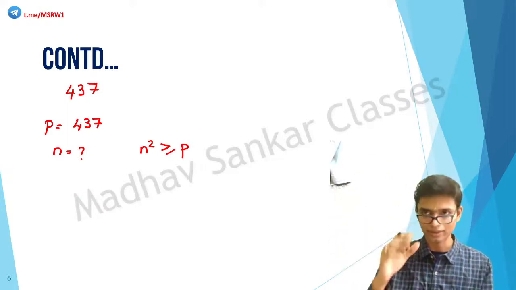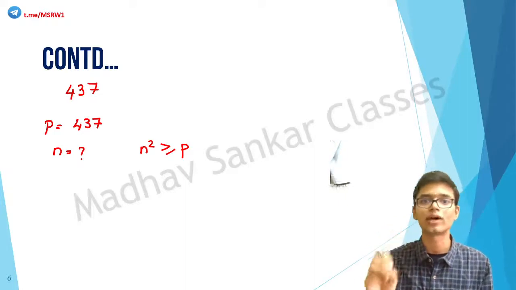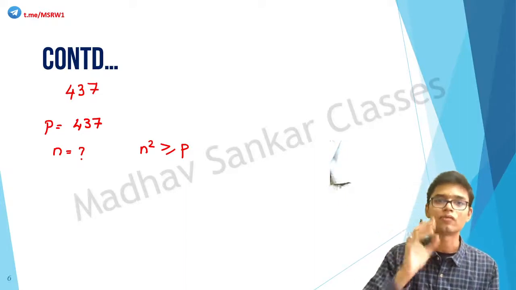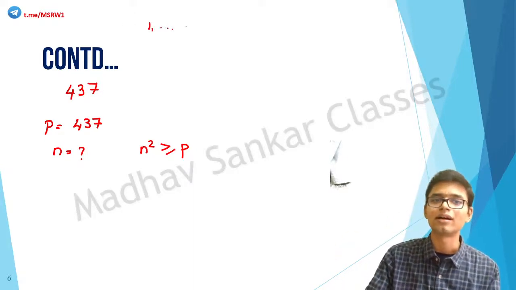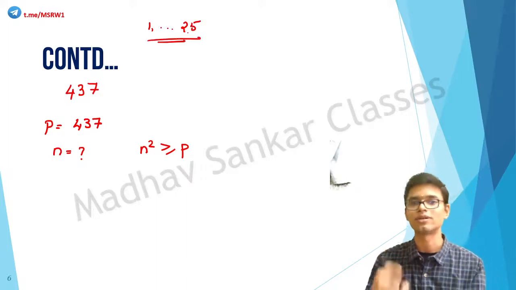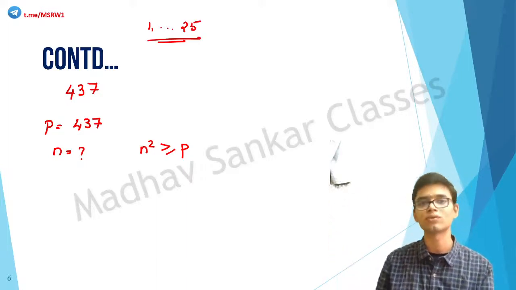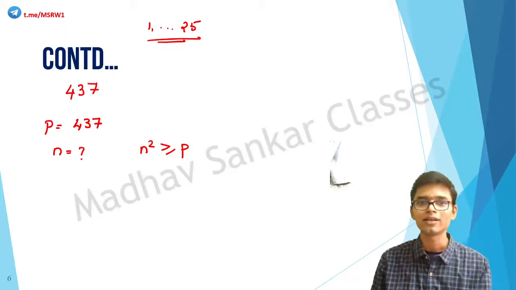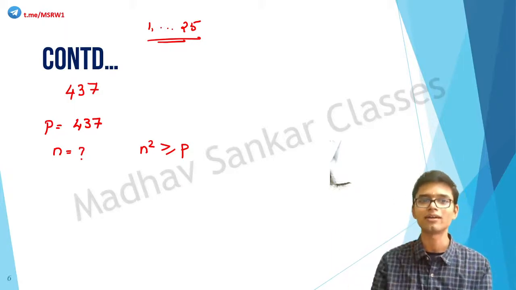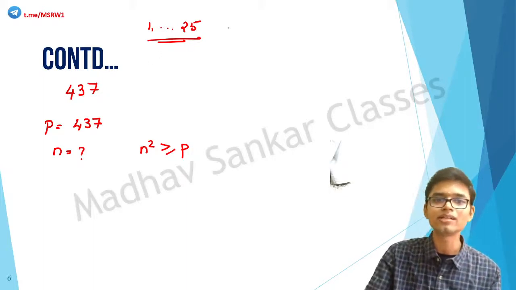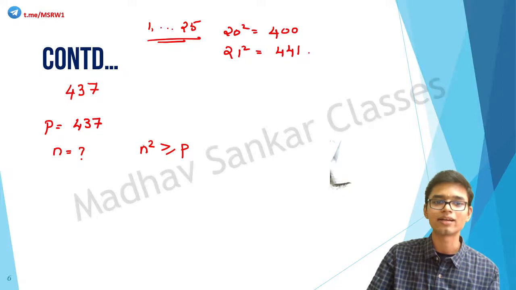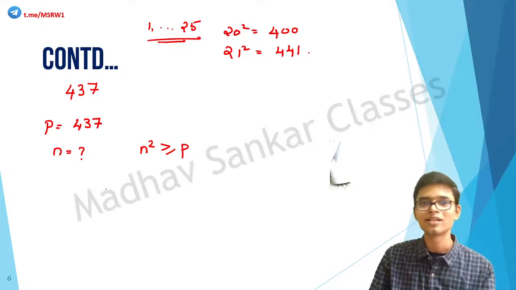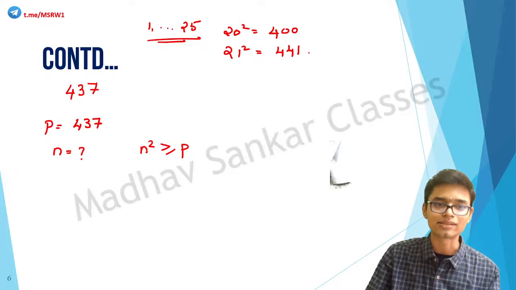So I recommend that all of you study the squares of natural numbers from 1 to 25 minimum. Okay, from 1 to 25, please learn by heart the squares of natural numbers. This will make things very, very easier for you during examination. Because if you know the squares of these numbers by heart, you can easily say that 20 square is 400, 21 square is 441, which is greater than or equal to 437, correct? So the N we are looking for is what?